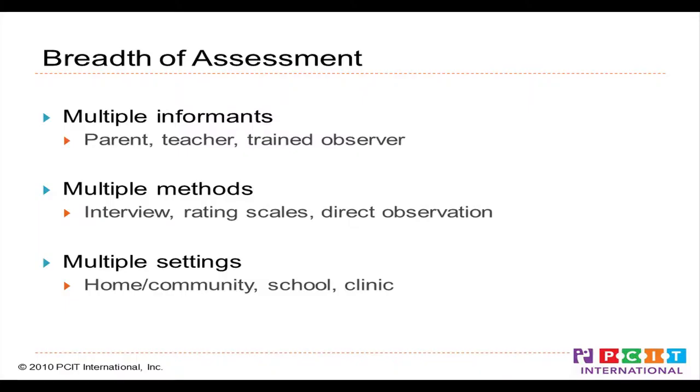The key to any good, solid, comprehensive evaluation for a child and their family is to have an assessment with breadth of informants, of methods, of settings. So you want to make sure that you are getting data from a child's parents, from the child's teacher, and when possible and when indicated, a trained observer who can go into, for example, the classroom and get a sense of what the interactions are like between the caregiver or teacher and the child.